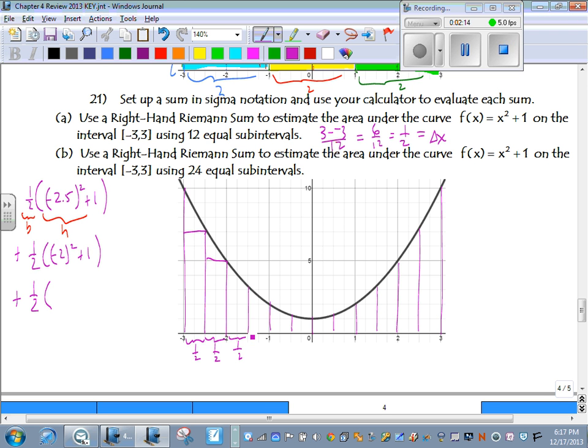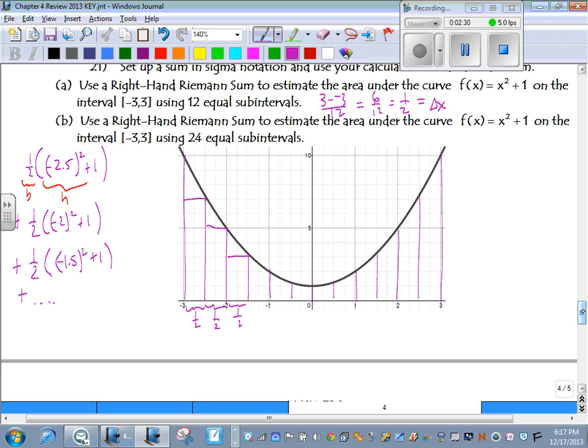And the right-hand endpoint, so we're going to use -1.5. We're putting -1.5 into our equation to find the height. So this gives us the height of that rectangle. And we would keep going with this, but we don't want to keep writing these out. So what we're going to do is go ahead and simplify this and write it as a sum.